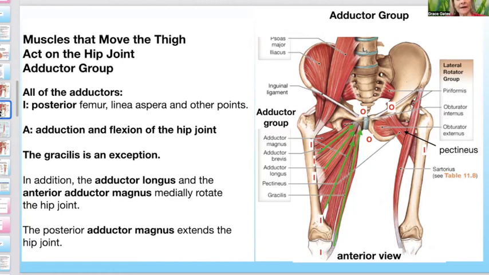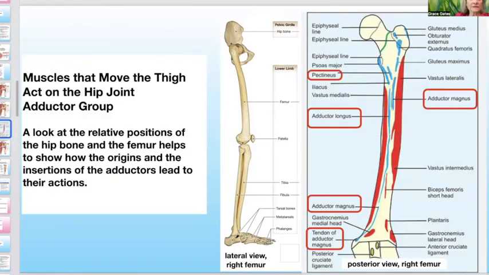It's no surprise that the adductors perform adduction, but perhaps it is a little bit of a surprise to you that the adductors can perform flexion. In the next slide, I will show you the positions of the bones and why it makes sense that adduction and flexion are the two actions of this group. Okay, the gracilis is an exception to the above, and I'll have a slide on that. In addition, the adductor longus and the anterior adductor magnus medially rotate the hip joint, and the posterior adductor magnus extends the hip joint.